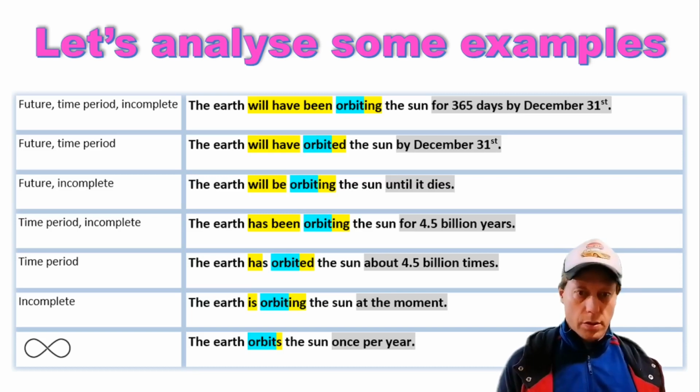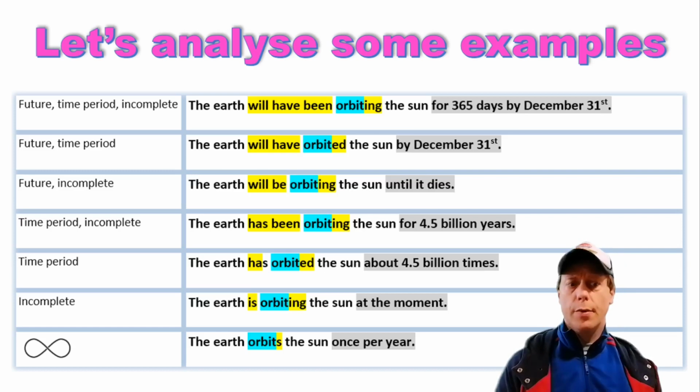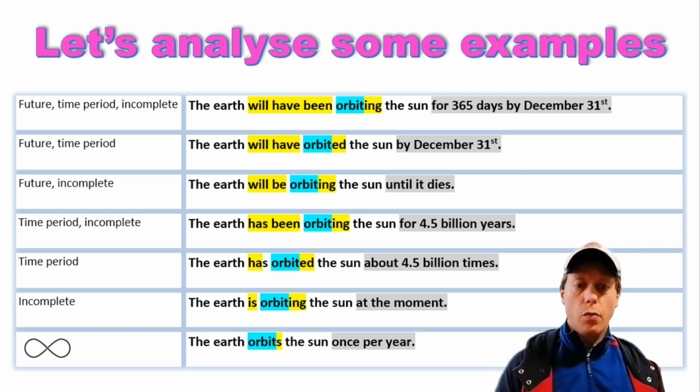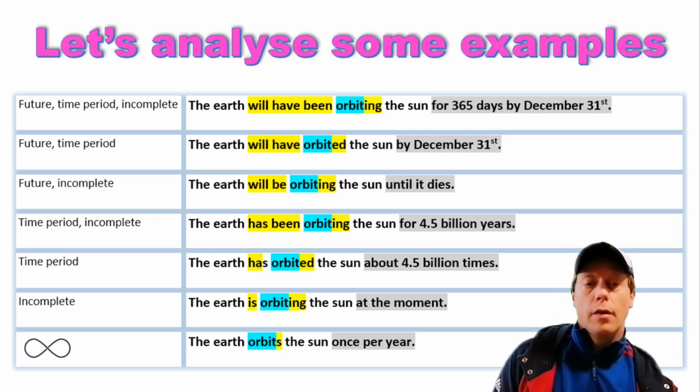Because that's how we measure time. When the Earth goes around the sun one time, that's a year. So the end of that time period is December 31st. Okay, so this sentence again, the Earth will have been orbiting the sun for 365 days by December 31st. And the focus of the sentence is the total amount of time. So for 365 days is the emphasis of the sentence. So the function is to quantify how long something happens over a period of time into the future.